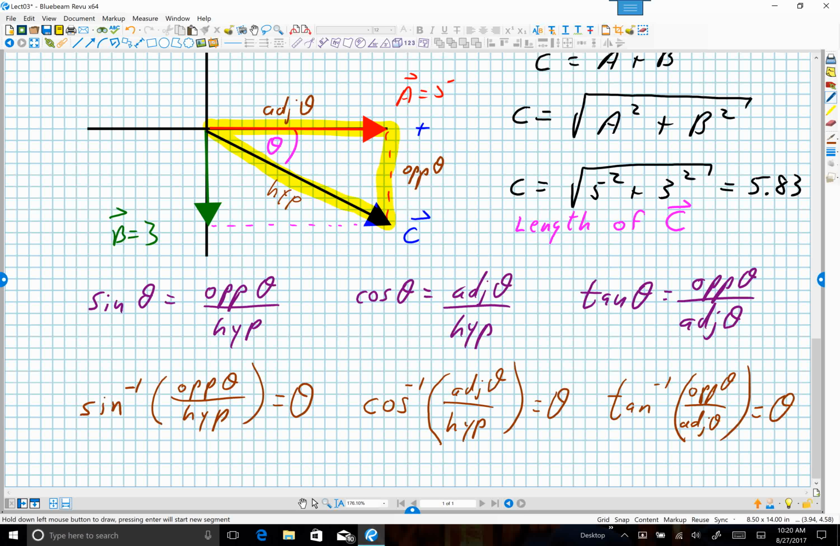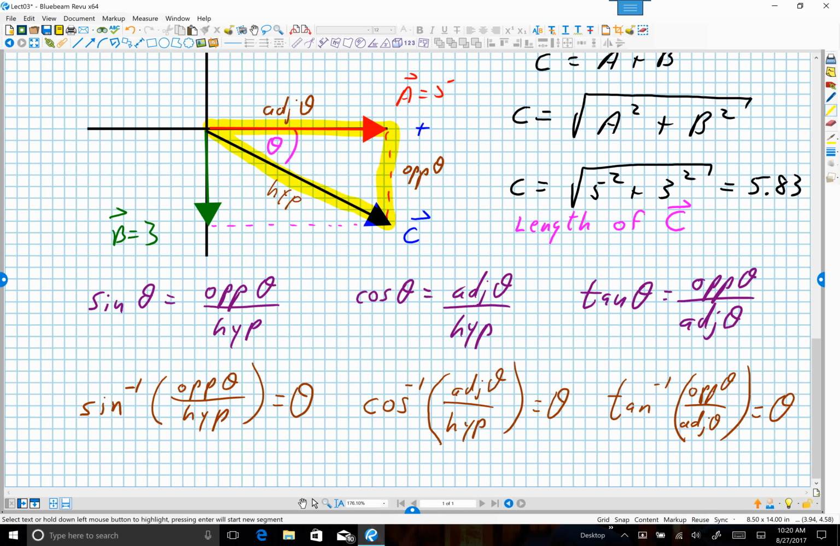So I have three ways to figure out theta. Which one I use depends on what two sides I know. If I know the opposite and the hypotenuse, I obviously want to use inverse sine. If I know the adjacent and the hypotenuse, I want to use inverse cosine. If I know opposite and adjacent, I want to use inverse tangent. If I know all three, I can use any one I want.